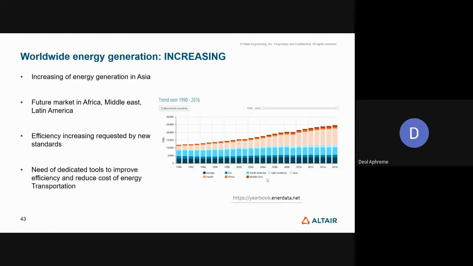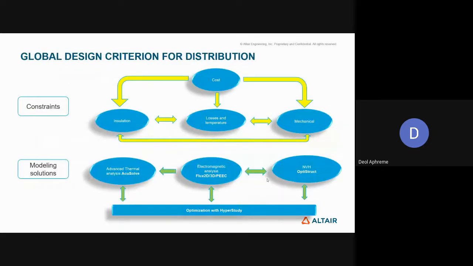So there is a global demand, not only for the engineers who design this equipment, but also for tools that help them improve efficiency, reduce the cost, and reduce the effect on the environment at the same time. When you consider distribution, cost is the important factor. Money is king in all scenarios. As you can see, cost demands, losses and temperature reduction, mechanical weight reduction, and insulation has to be appropriate. You do not want too much insulation or too little insulation. All these things are very important factors that have to be considered.